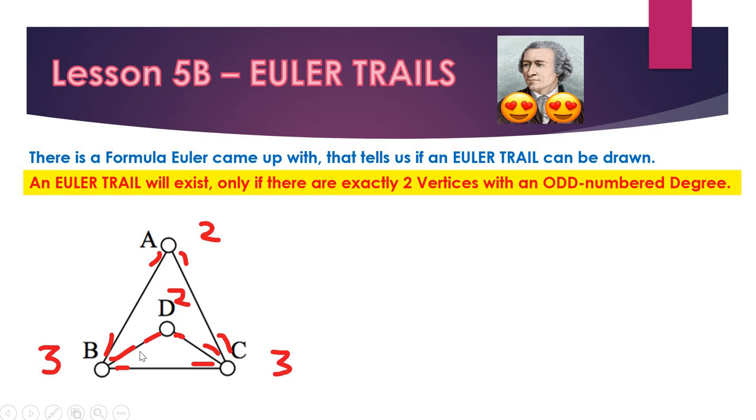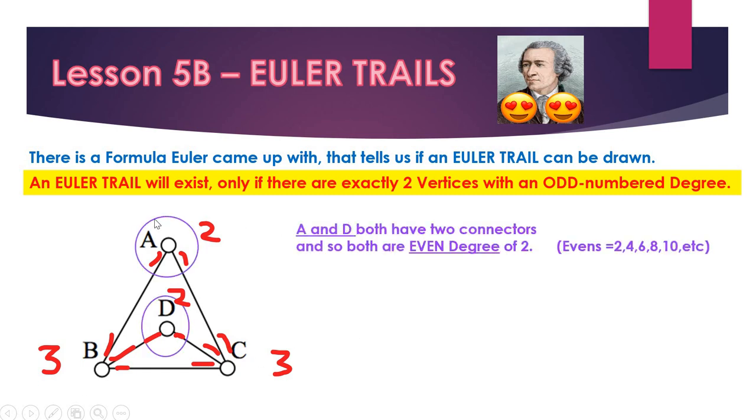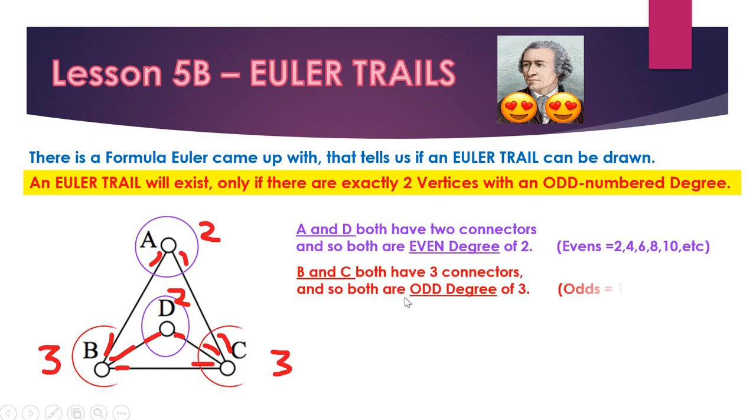Okay, now when we check out those 4 vertices, we've got a 2, a 2, a 3, and a 3. All right, so A and D both have 2, so they're even degree, because remember the even numbers are 2, 4, 6, 8, 10, so they're both 2, so that's an even one. That's not helping us out because we need exactly 2 odd ones. But here it is all coming good because B and C are the other 2 vertices. They're both odd numbers. They're both 3.